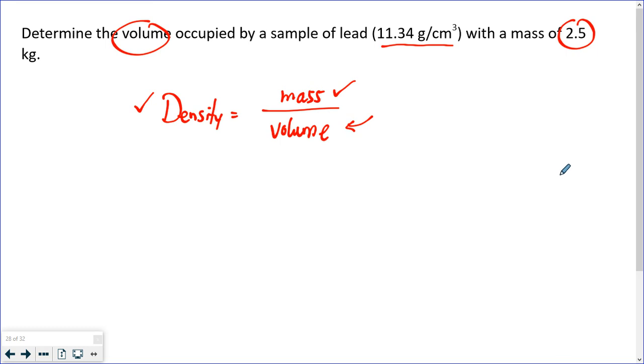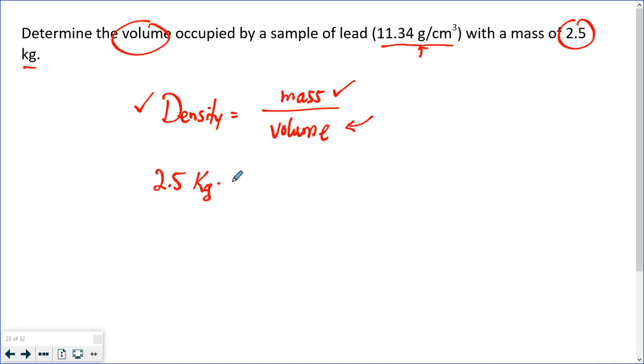We want to make sure our units work out here. Our density was given in grams for the mass divided by cubic centimeters for the volume. The mass was given in kilograms. Well, that's not right. I need to have that in the correct units. It needs to match my units for my density, which is grams. So let's convert kilograms to grams first. 2.5 kilograms.